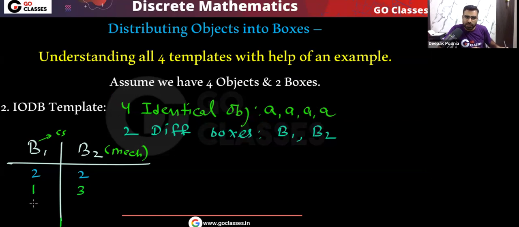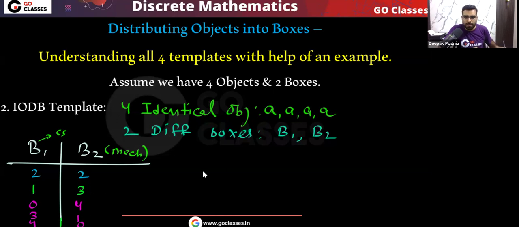For example, in this box B1, let's assume I'm not putting anything. Then all the four elements will go to box B2. Or maybe in this box B1, I'm putting three elements, then in the box B2, I'm putting one element. And in the box B1, I'm putting four elements, in the box B2, I'm putting zero elements.